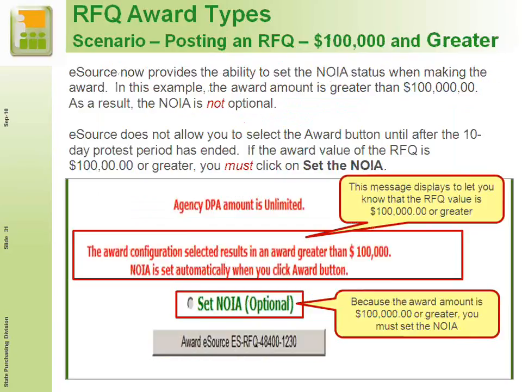Okay? Now, eSource provides, again, just another confirmation screen and just the differences. I do want you to note why it says optional. Optional is there if it's less than $100,000, and it's optional to set the NOIA status. Again, clicking on award, eSource automatically sets the NOIA status for any award greater than $100,000.